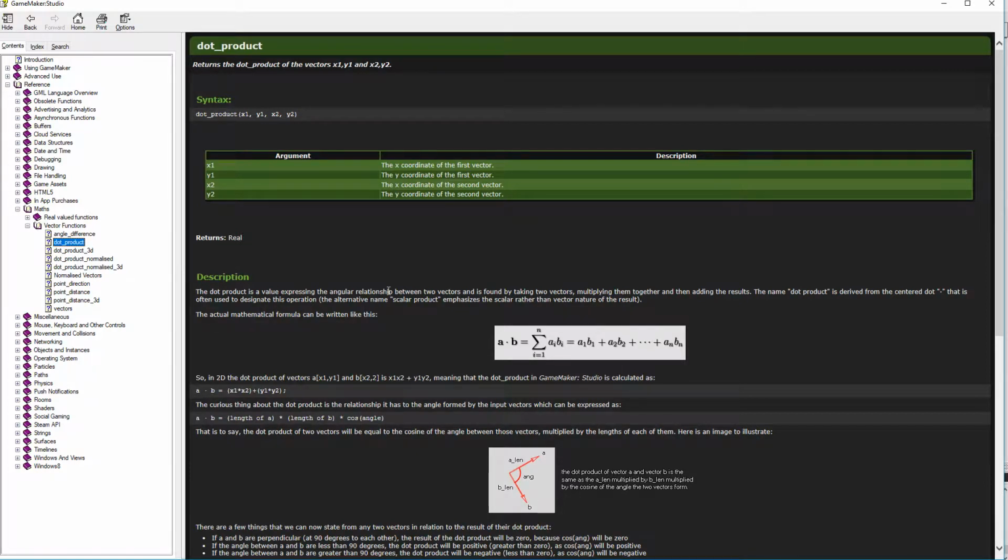The curious thing about the dot product is the relationship it has to the angle formed by the input vectors. It can be expressed as A times B equals length of A times length of B times cos of the angle. That is to say, the dot product of two vectors will be equal to the cosine of the angle between those vectors multiplied by the lengths of each of them. Here is an image to illustrate.